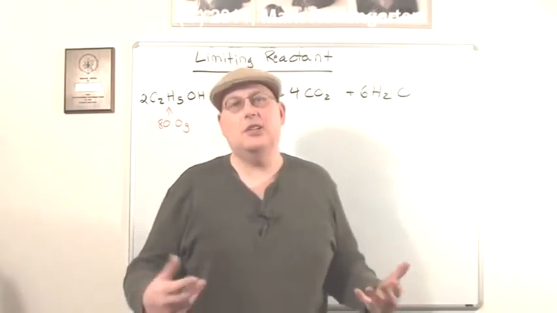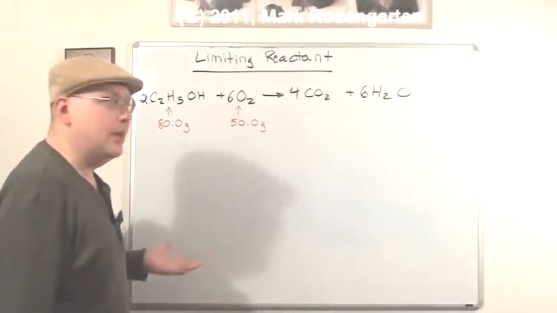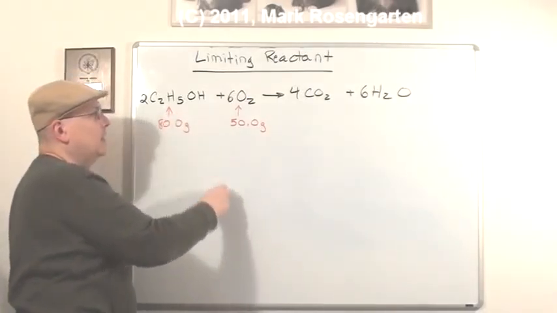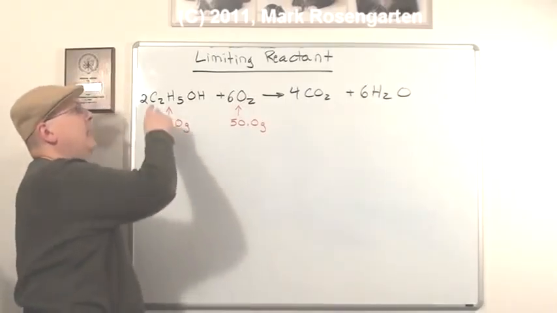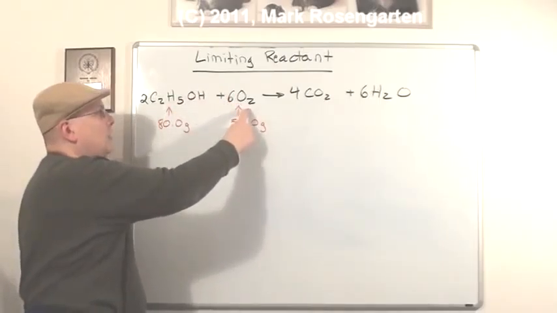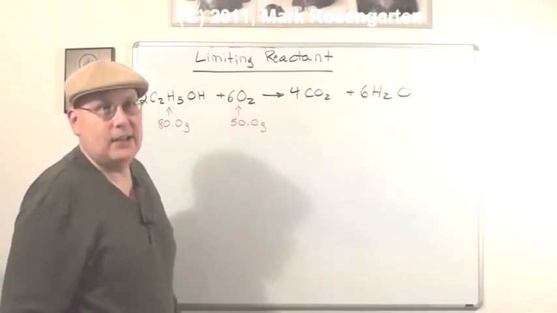It's just basic stoichiometry. Now, your typical stoichiometry problem might read something like this. If you have 80.0 grams of this reactant, how many grams of reactant will it take to completely react with it? After all, it's a 2-to-6 ratio of alcohol to oxygen. 2-to-6. That's really a 1-to-3 ratio when it comes right down to it.